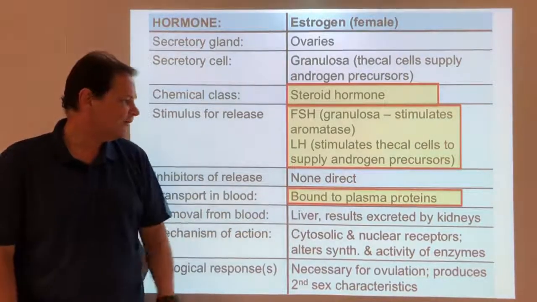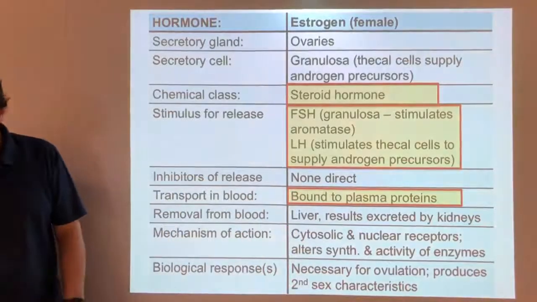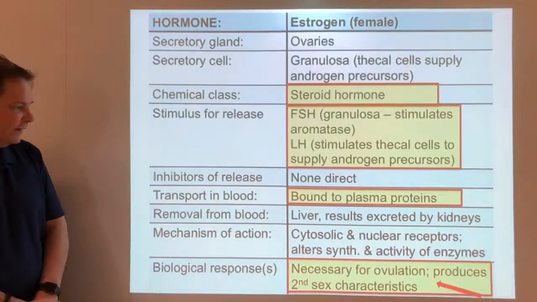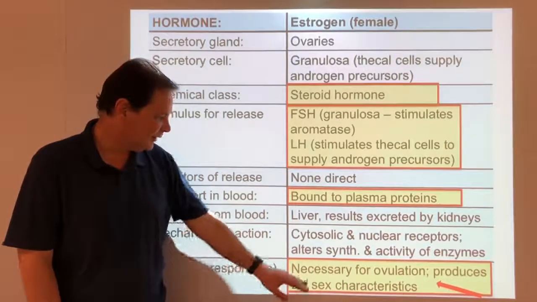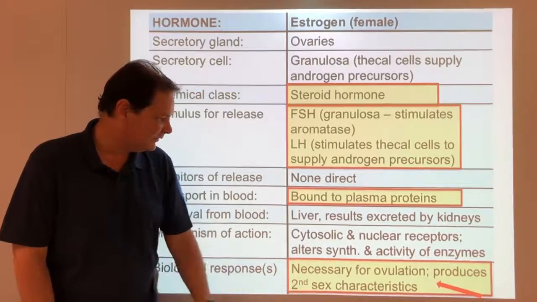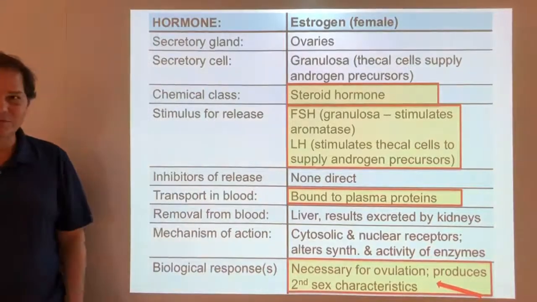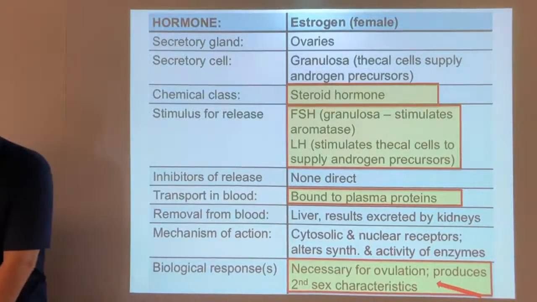Like all the steroid hormones that we're going to talk about, these are primarily bound to plasma proteins. I mentioned that in an earlier lesson. And estrogen is necessary for ovulation. We'll talk about that for sure during this lesson, and it produces the secondary sex characteristics, a lot of which we talked about in the overview lesson.